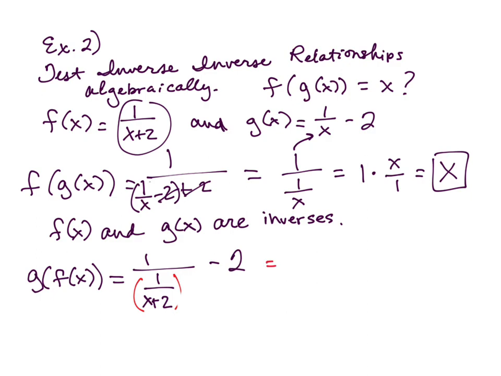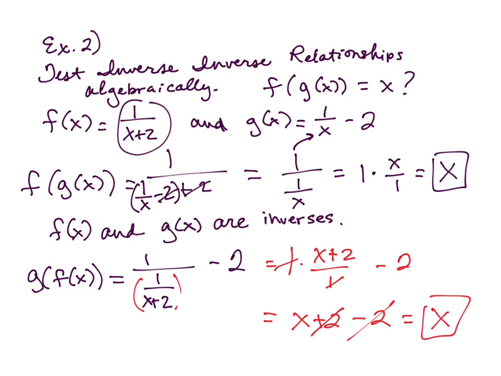In this first piece, 1 over x plus 2, well, I'm dividing by a fraction, so what could I actually do instead? Okay, so I'm going to have 1 times x plus 2 over 1 minus 2. My 1's cancel. I got x plus 2 minus 2. 2's cancel. And what do I have? x. They're inversely related.